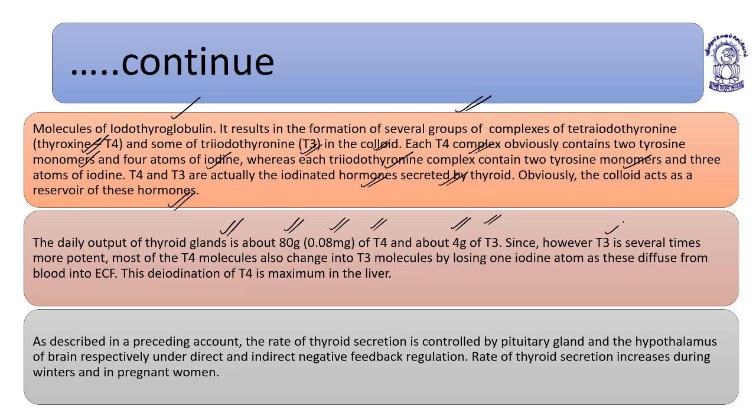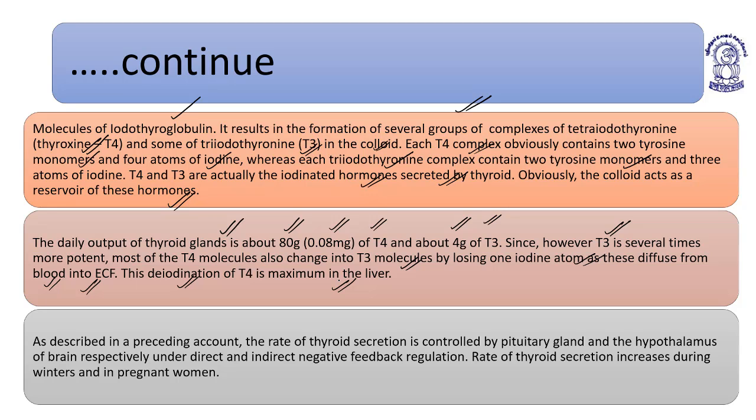Since T3 is several times more potent, most of the T4 molecules also change into T3 molecules by losing one iodine atom as they diffuse from blood into the extracellular space. This deiodination of T4 is maximum in the liver.